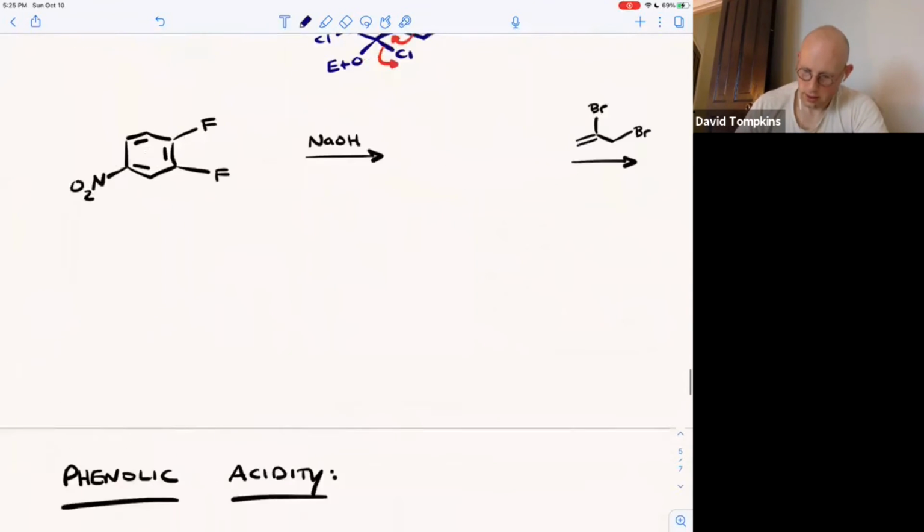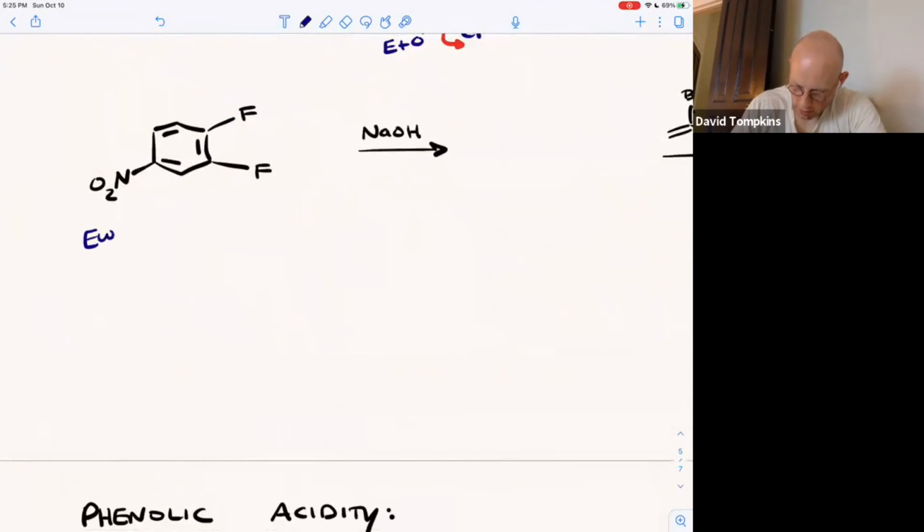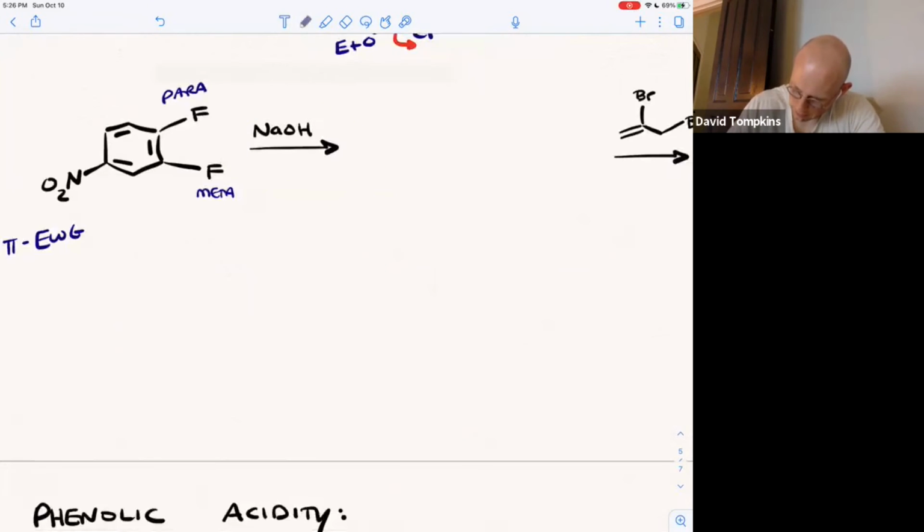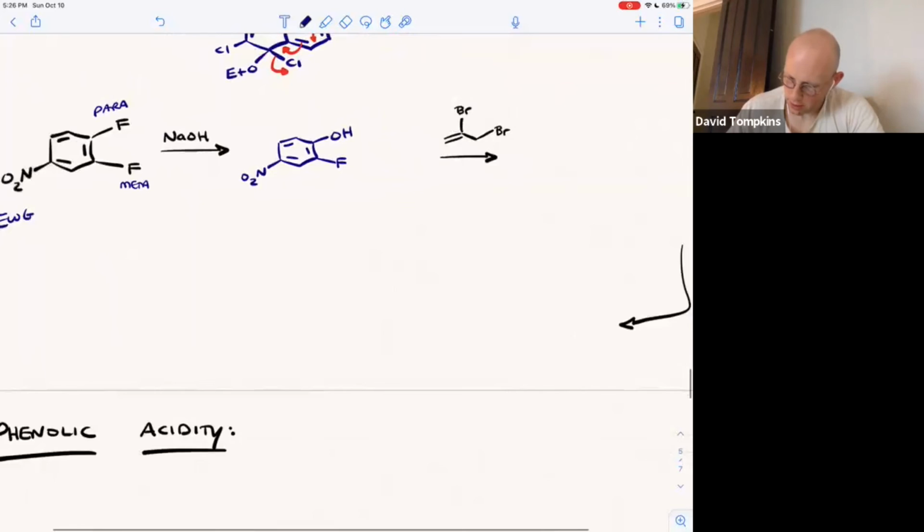All right, the last thing we'll do here is an additional NAS, where we have a very strong withdrawing group, nitro, and we add a nucleophile. And that nucleophile is going to substitute only for the fluoro that's para to the nitro, not the meta one. So it will become OH in replacement of the parafluoro, and the other fluoro and nitro remain.